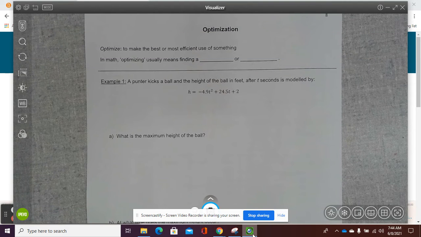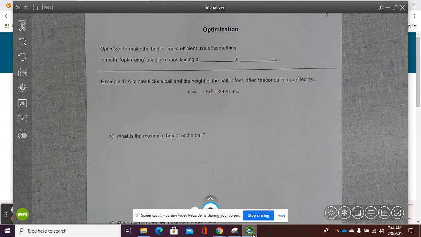In this short video, we're going to go over the idea of optimization. To optimize something in math or outside of math means to make the most efficient use, or the best use, of something. To do something the best you can is to optimize it.